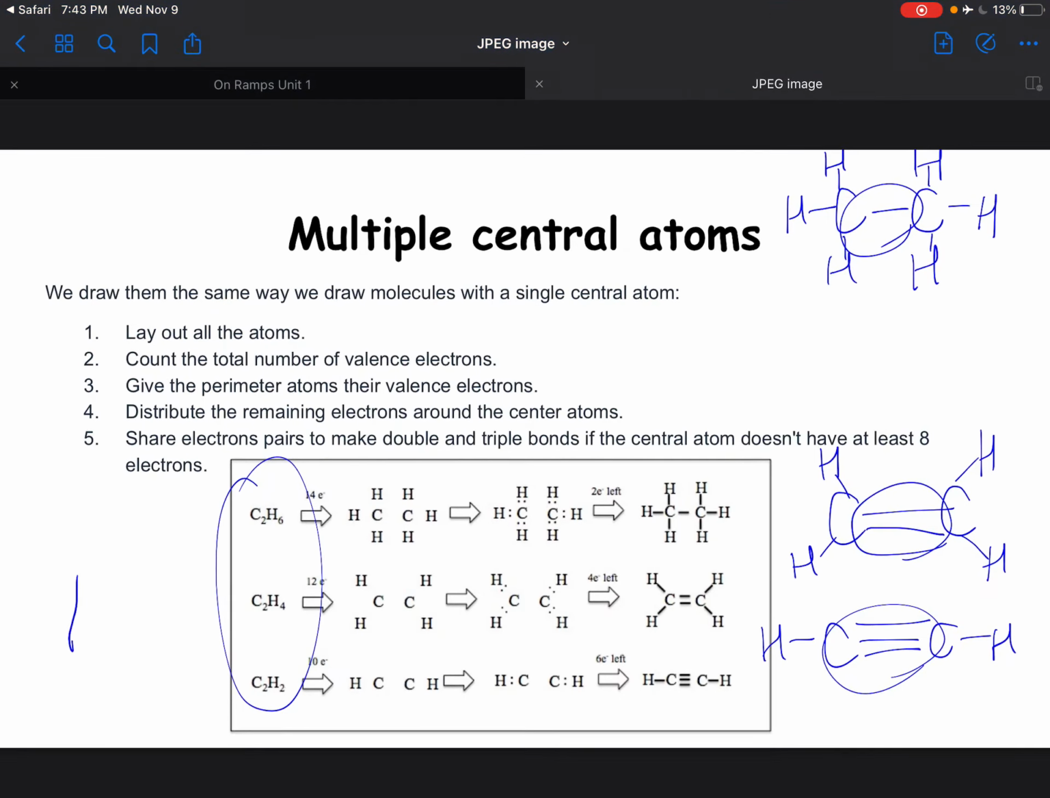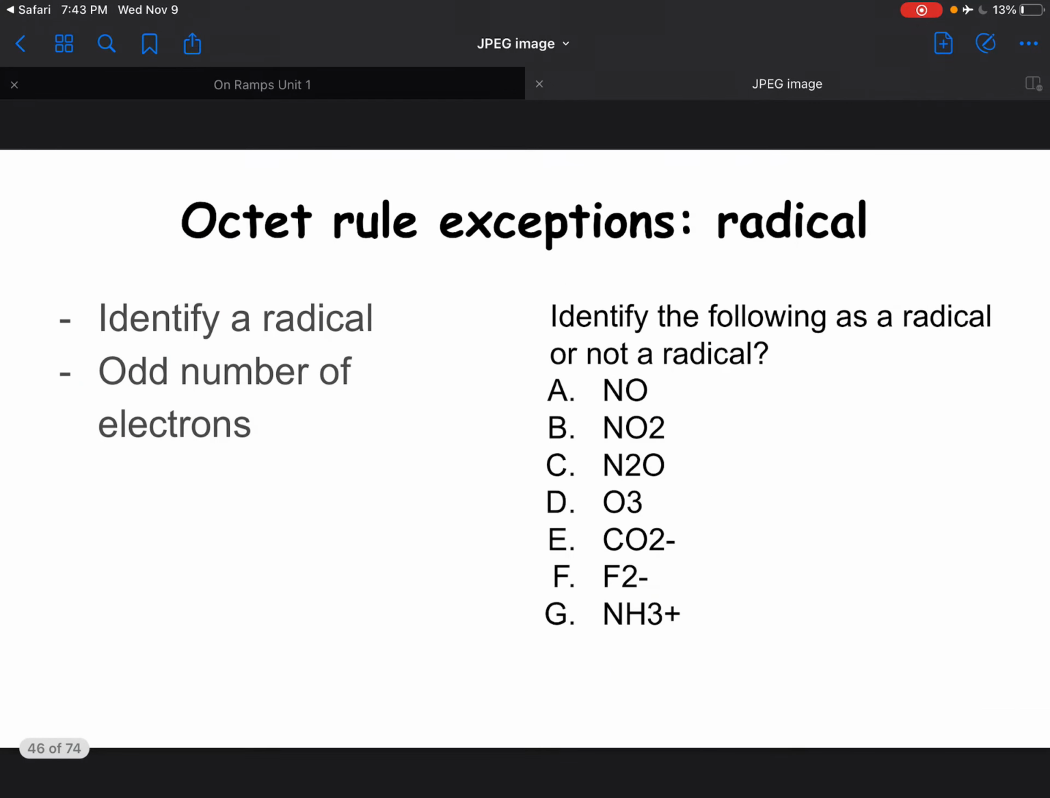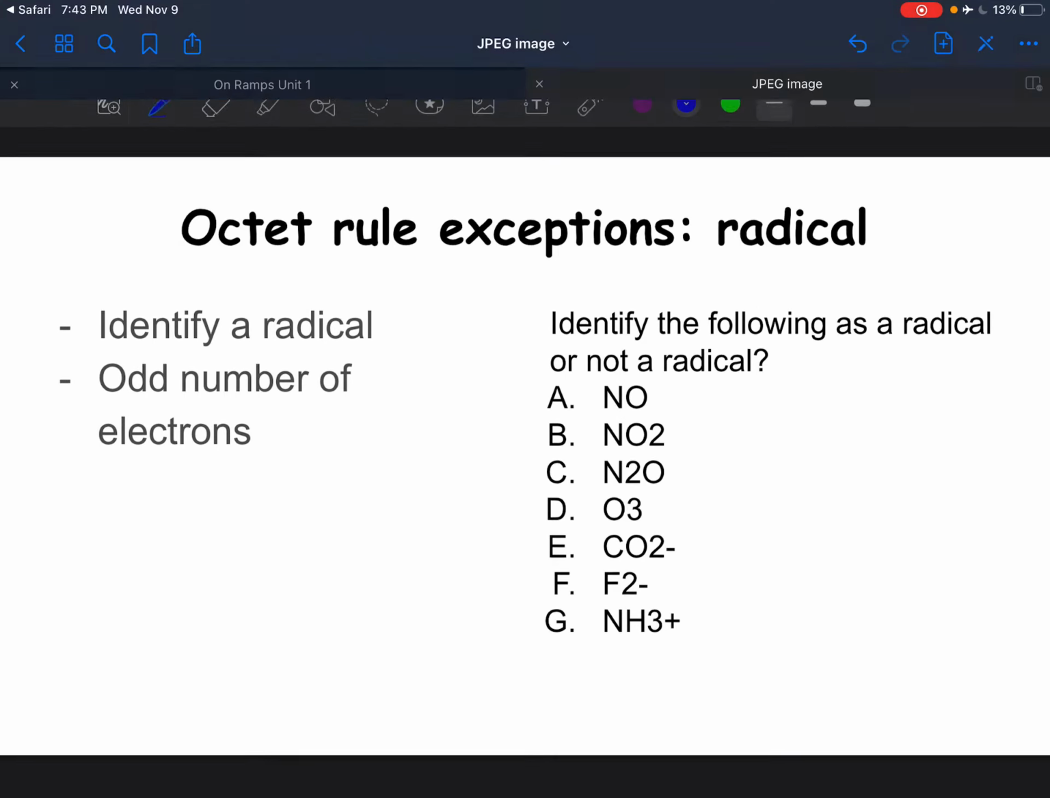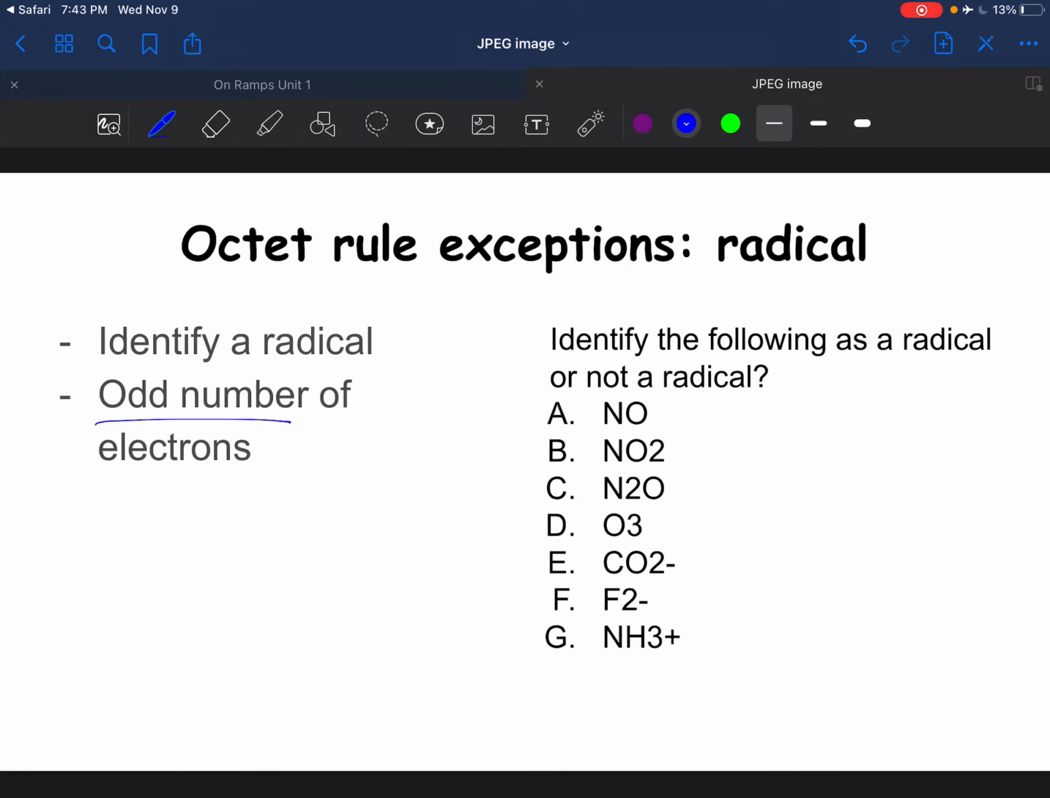Okay. Octet rule exceptions. If you got this wrong in the test, I'm going to be very mad at y'all. This is one of the easiest questions to get right on the test. One of the octet rule exceptions is radicals. That is to have an odd number of electrons. So anything that is going to equal an odd number.